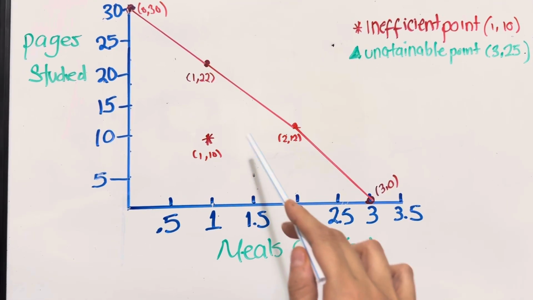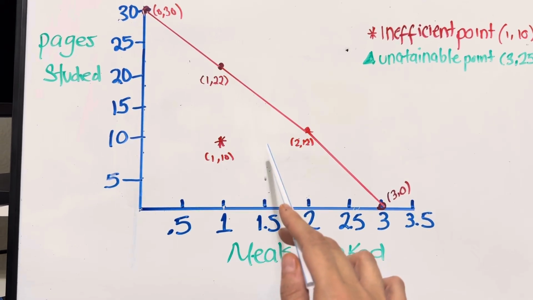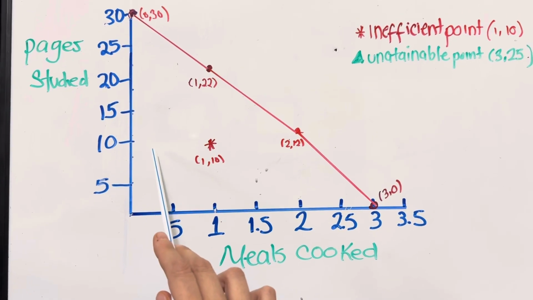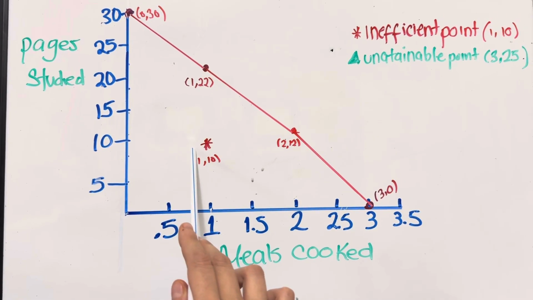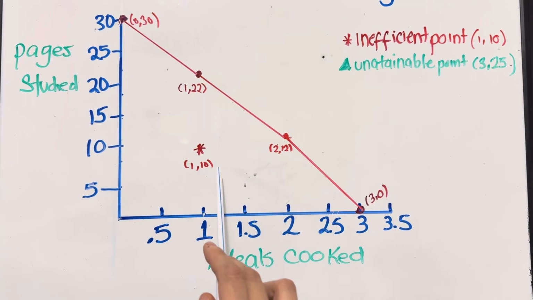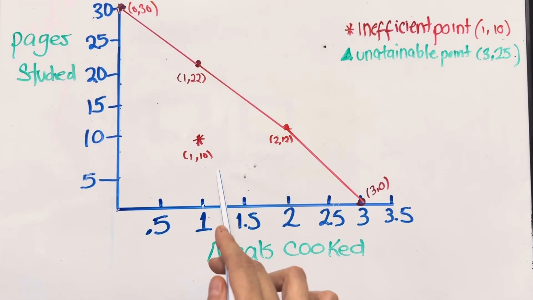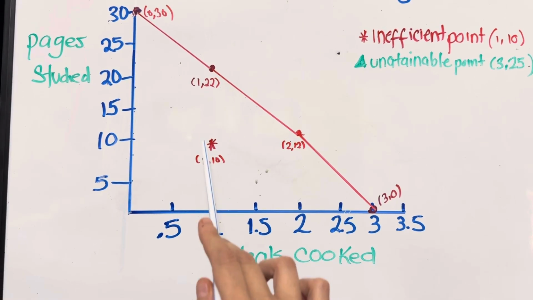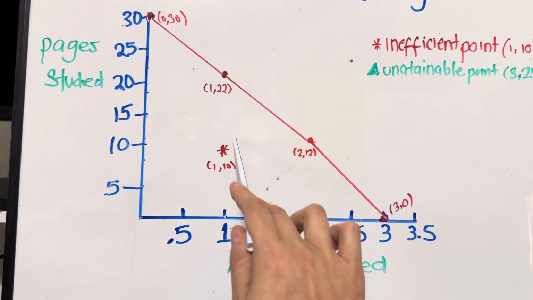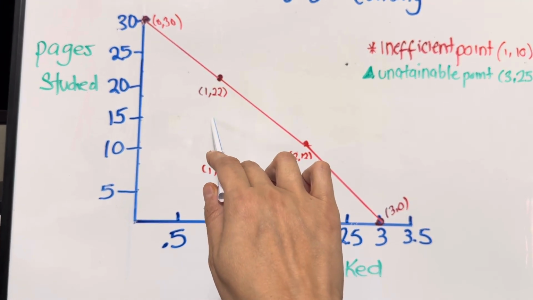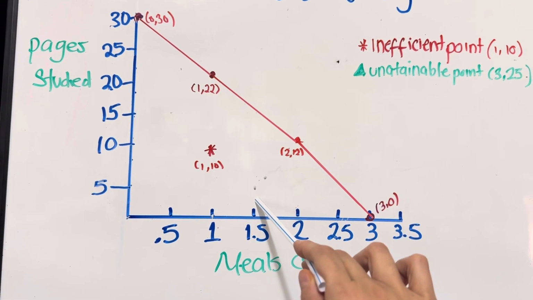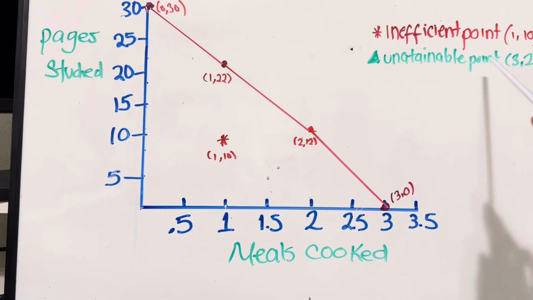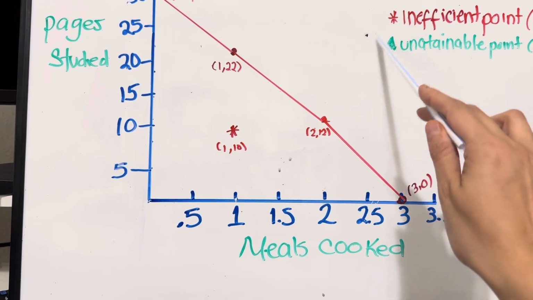So the inefficient points are the points that are inside the curve. In this case, it's inefficient if I can just read 10 pages and prepare one meal. That means I'm not maximizing my resources, because I'm losing time, because I can read more pages and then prepare one and a half meals.